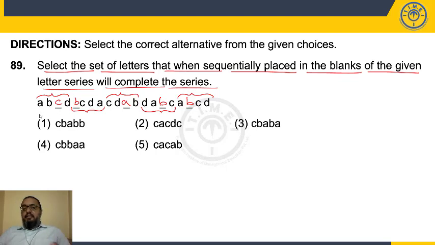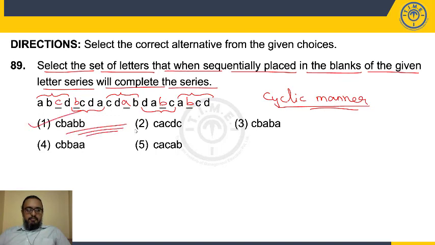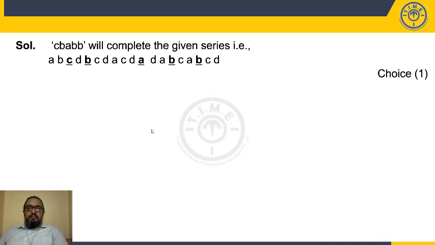So it starts with A, then B, C, D. Then next, the second letter, B, then C, D, A. Then next, again, C, D, A, B. Then next, again, D, A, B, C. Then again, A, B, C, D. So it is going in a cyclic manner. A, B, C, D, okay, B, C, D, A, C, D, A, B, D, A, B, C, and again A, B, C, D. So choice 1 itself works. Choice 1 is the answer. Understood the point here? Okay, yeah. Choice 1. Okay, next.